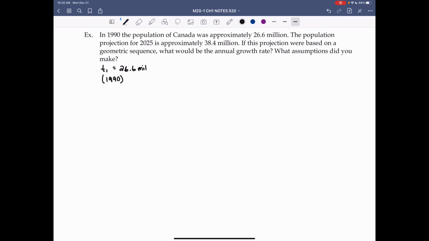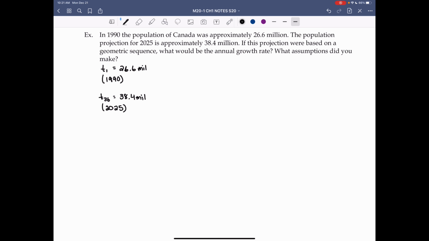And then we have another term, which is in the year 2025. That would be 35 years after 1990. So term 1 was 1990. Add 35 to that. That would be term number 36 is 38.4 million. And that was in the year 2025.